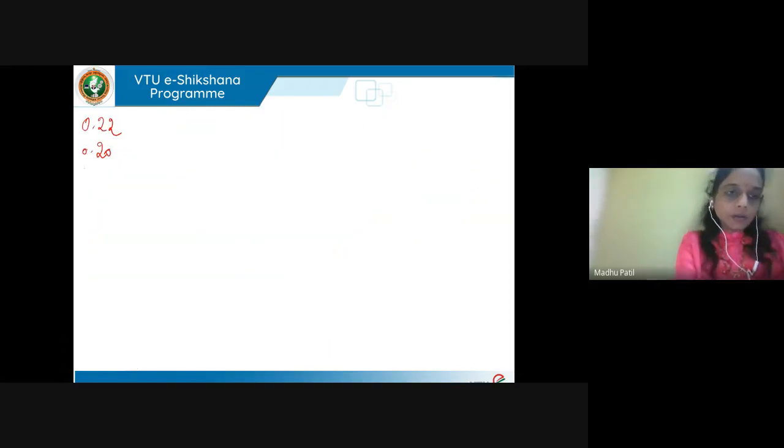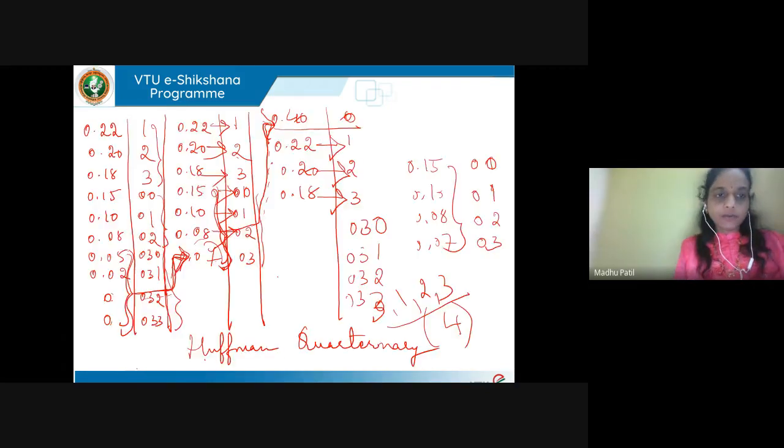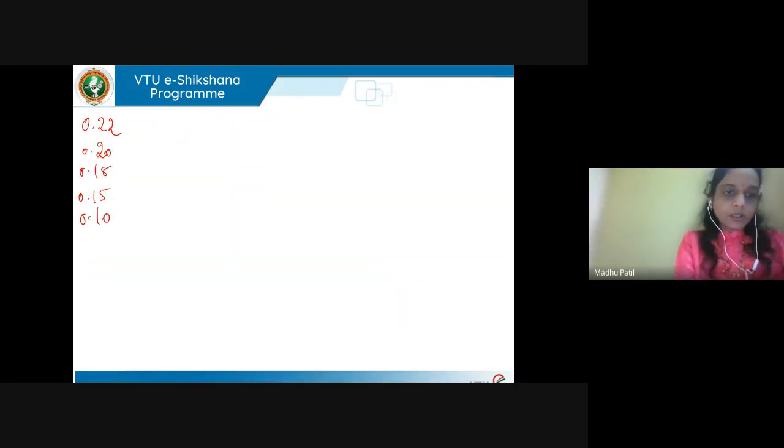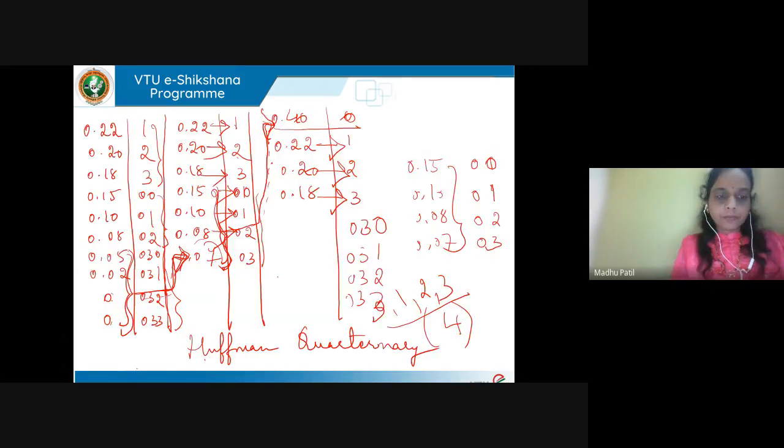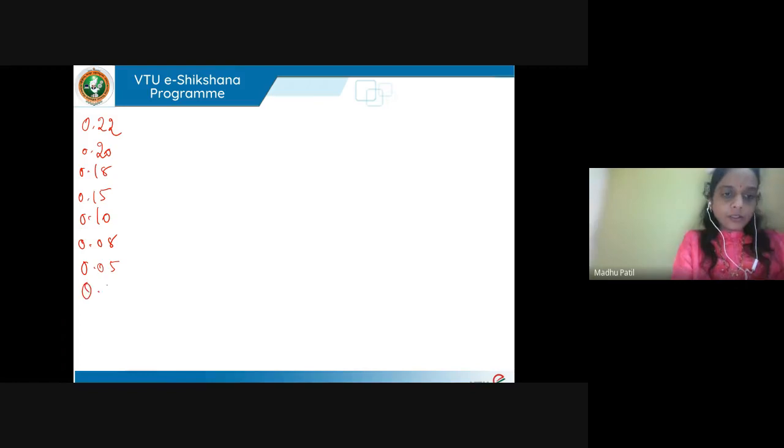0.20, 0.18, 0.15, 0.10, 0.08, 0.05, 0.02. These are the 8 symbols. Then I add 2 symbols with 0 probability.